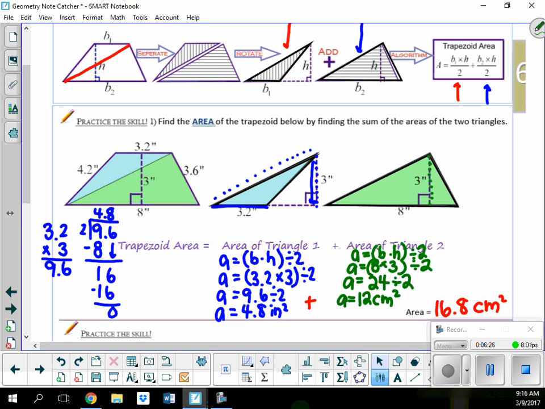All right, let's keep going and let's talk next about the perimeter of the trapezoid. And as a reminder, perimeter is the distance around the shape.